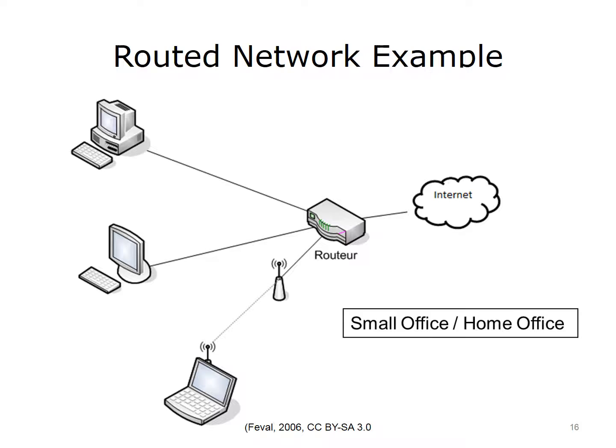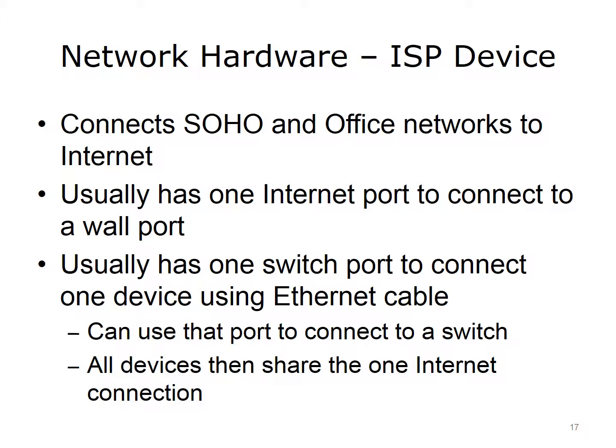The ISP router connects the devices in the small home office to the internet. Assuming correct IP addressing, the three home devices can communicate with each other and the internet. An ISP device, for example a cable modem router, connects either a home or an office network to the internet. Users can lease these pieces of hardware from their ISP when they sign up for internet service.